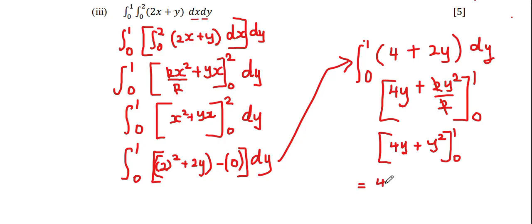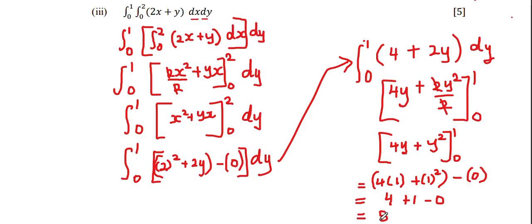So this will be 4 multiplied by 1, plus 1 squared, that's when we substitute 1 for y, take away, now when we substitute 0 for y, 4 multiplied by 0 will give us 0, and 0 squared will be 0, so all of that would work out to be 0. So when we simplify this result, we will get 4 plus 1, take away 0, so the answer would therefore be 5. So the result of carrying out this double integral is 5 units, and that's our answer.